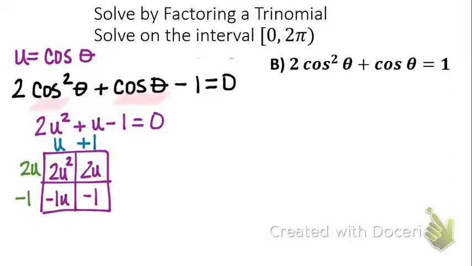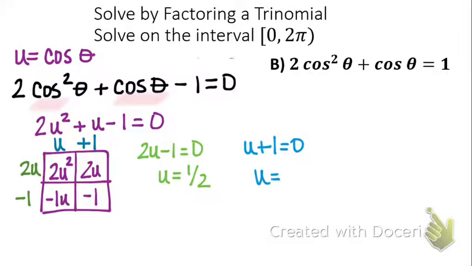Okay, so you should have 2u minus 1 equals 0. So u equals positive 1/2. So we're going to look for where is cosine equal to 1/2. And then my second equation was u plus 1. So I need to know where is cosine equal to negative 1. Because cosine is u. So cosine theta equals negative 1. Theta equals the inverse cosine of negative 1.